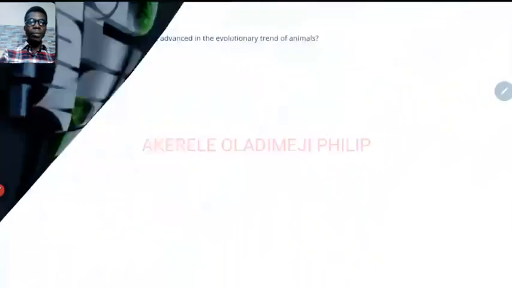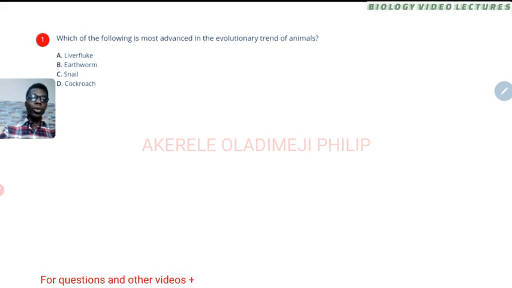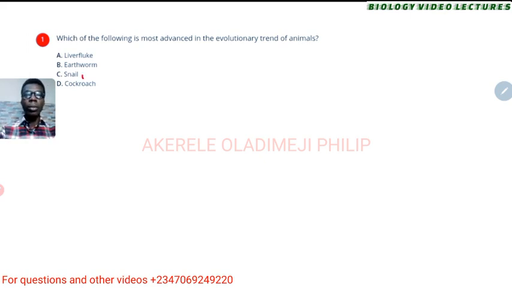All right. Now, which of the following is most advanced in the evolutionary trend? Liver fluke, earthworm, snail, and cockroach. Amongst these four, the one that has the most advanced nervous system or nervous coordination, and other systems, will be the snail, which makes it the answer.